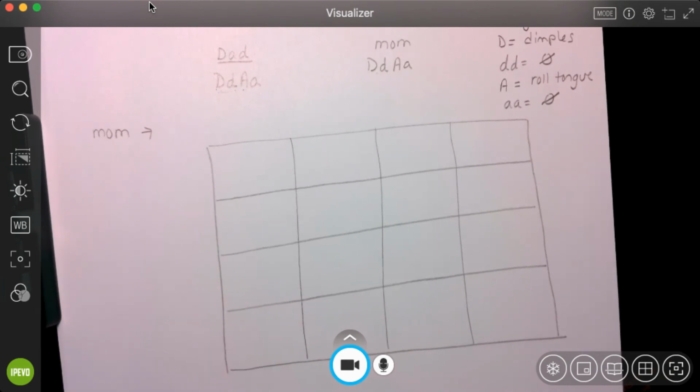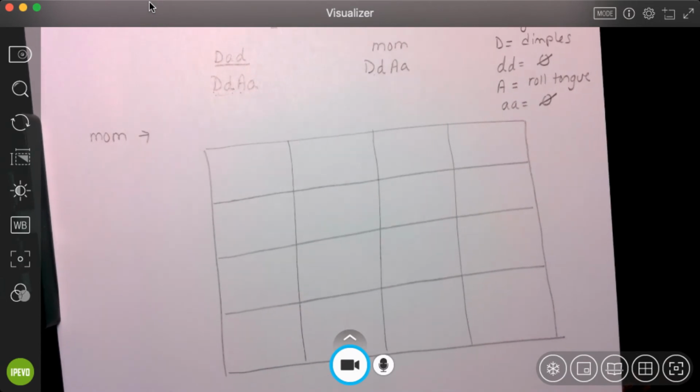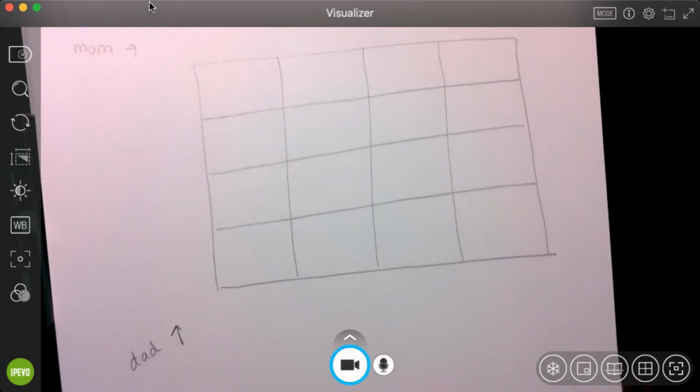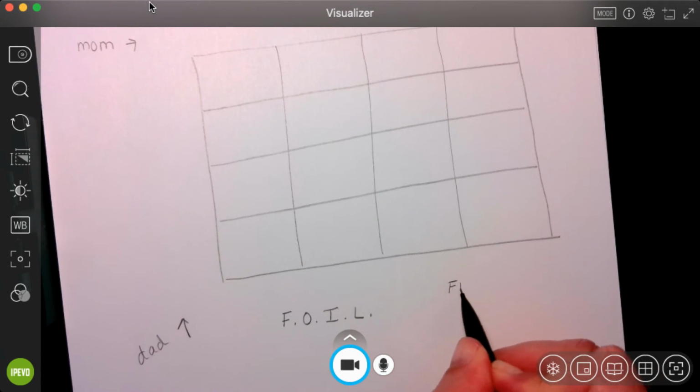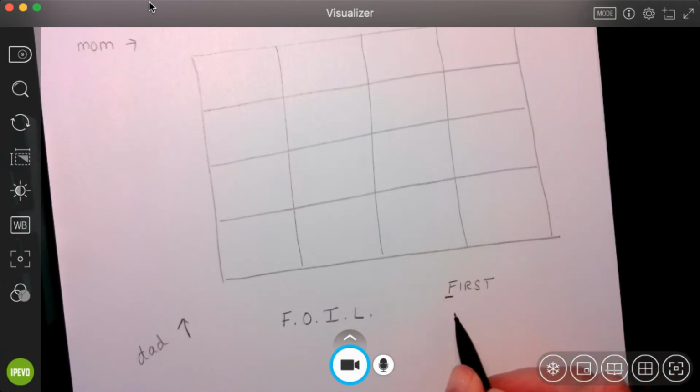Now, when we are doing this, we have to do something that we have not yet talked about, and this is called foiling. Foil. And I know you will learn this or should have learned this in math already. It stands for first, that's what the F stands for, outer, inner, and last. What it helps us do is to be able to figure out the different combinations of alleles that can be passed on from the parent to the offspring.